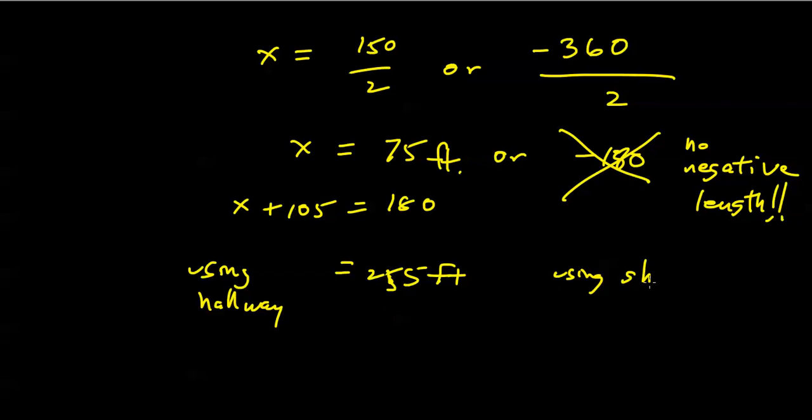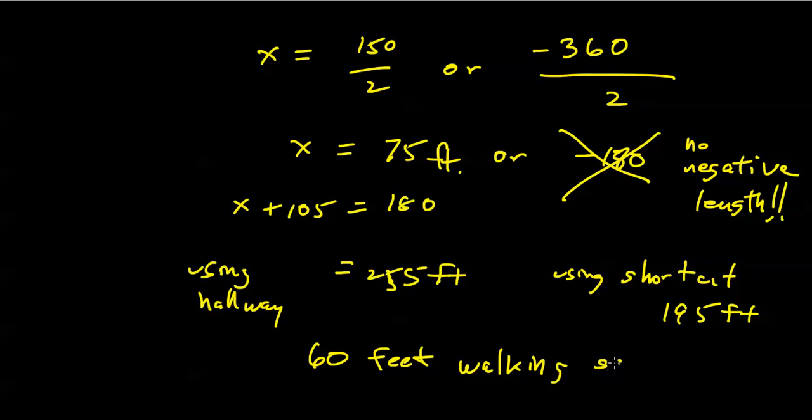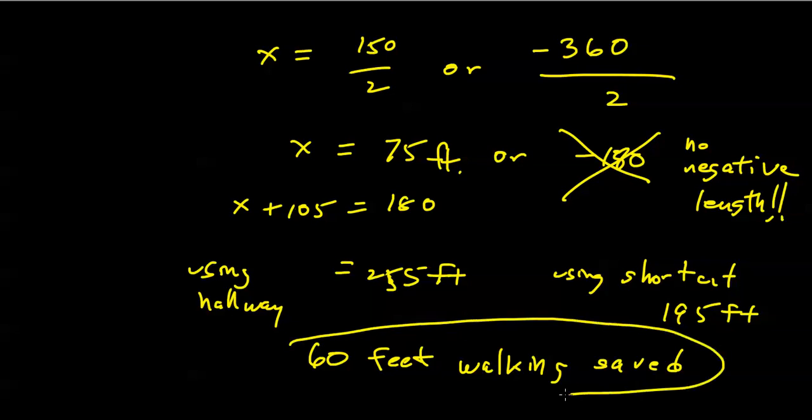Using the hallway, I walk a distance of 255 feet. Using the shortcut, again, the book tells us that's 195 feet. So the difference between 255 and 195, of course, is 60 feet. So that's 60 feet of walking saved. That's what they wanted. They didn't want the length of the distance from office to classroom and office to cafeteria. The book explicitly asked for how much walking is saved. So in that light, the final answer would be 60 feet. Okay?